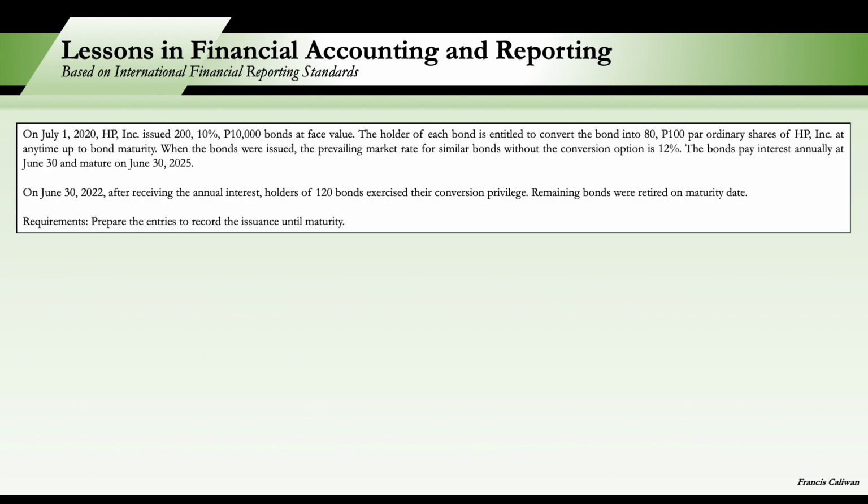Okay, so similar with accounting for bonds with share warrants, since the market value of the bonds without the conversion feature is not readily given, we compute the present value of the principal and the interest. So again, we will use the present value factor for 12% at how many years? It's from 2020 to 2025, 5 years. 1, 2, 3, 4, 5.